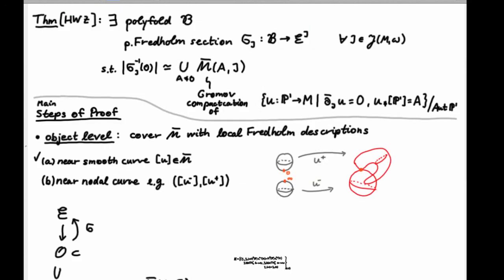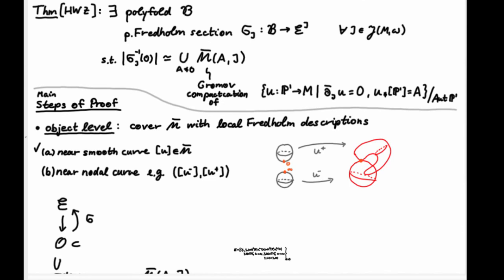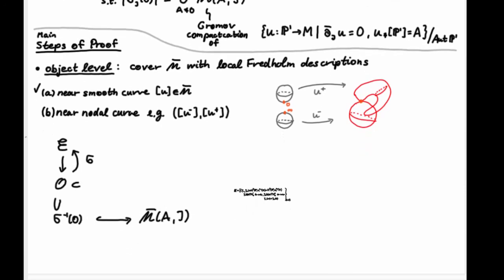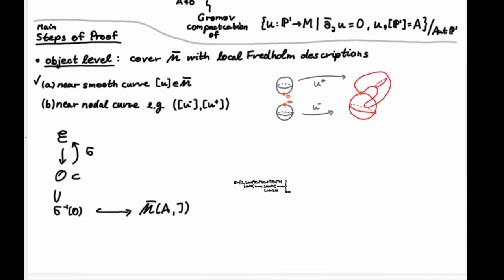So, upshot: in the big scheme of describing a moduli space as the zero set of a section, where are we? On the object level, we had to cover our moduli space with Fredholm descriptions. We did that near smooth curves, and we then wanted to do that near nodal curves. And I decided let's do that just at the simplest nodal curve that I can think of.